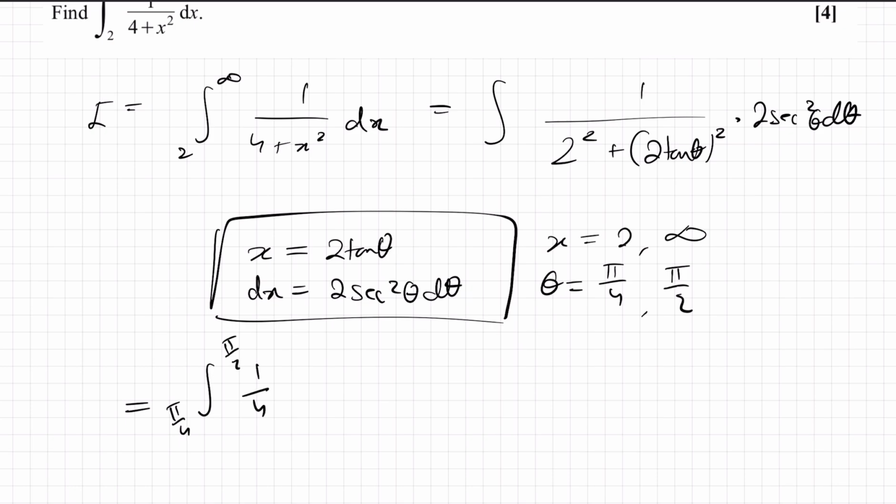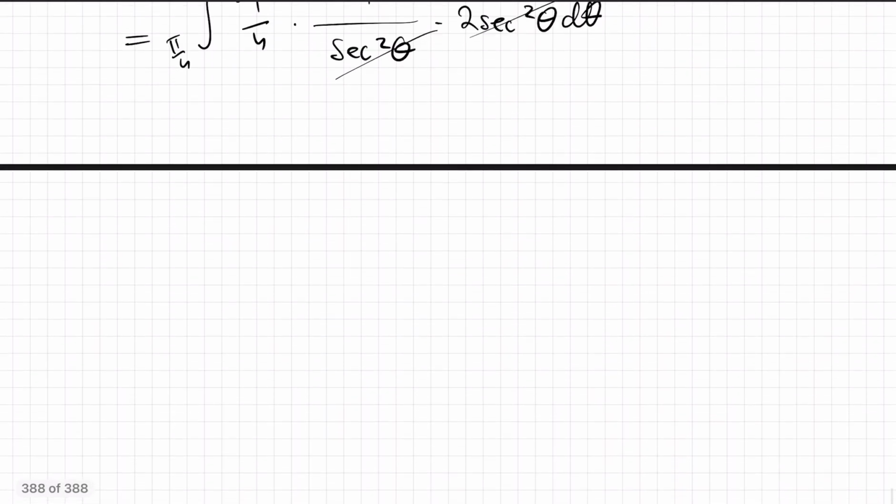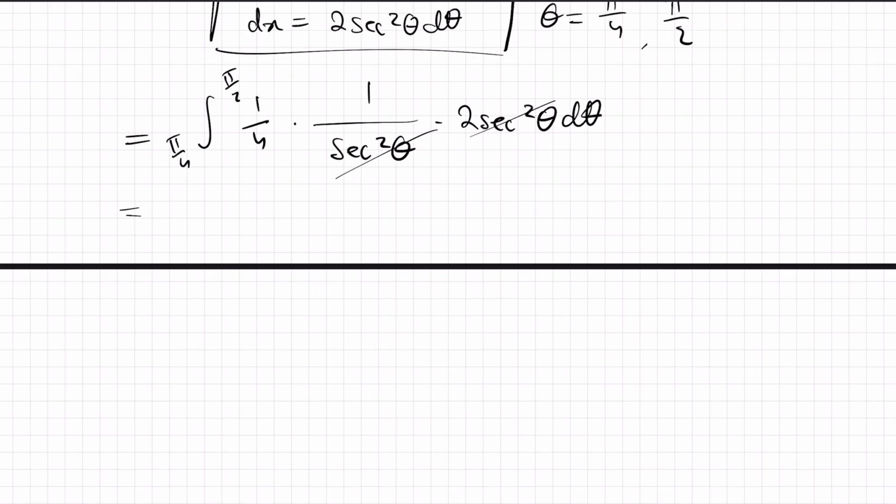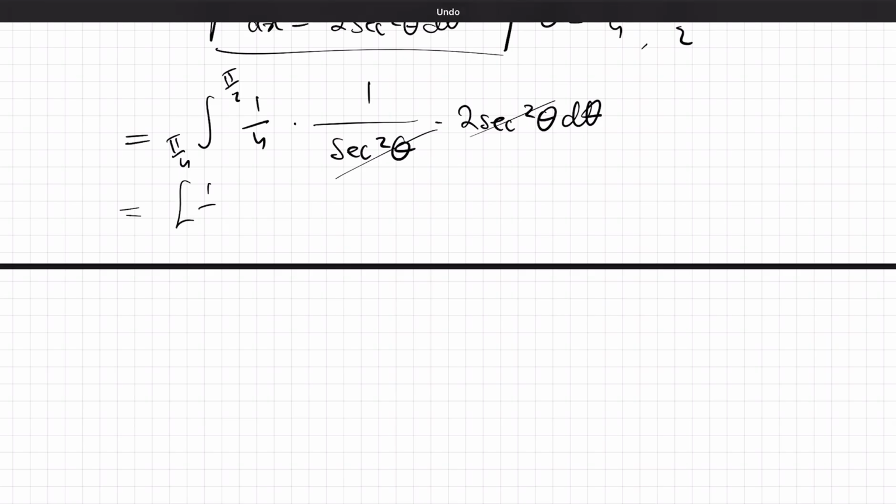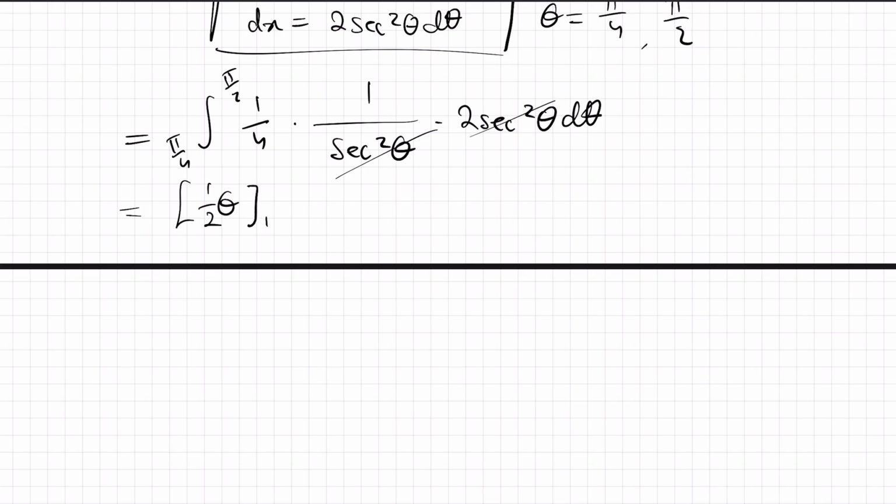Factor out the 1/4 at the start, and then we have a 1 over 1 plus tan squared, which we know is going to be secant squared. And we have the secant squared on top, so that cancels out nicely, leaving us with just integrating a half d theta, because of the 2 and the 4. That's going to give us 1/2 theta d theta.